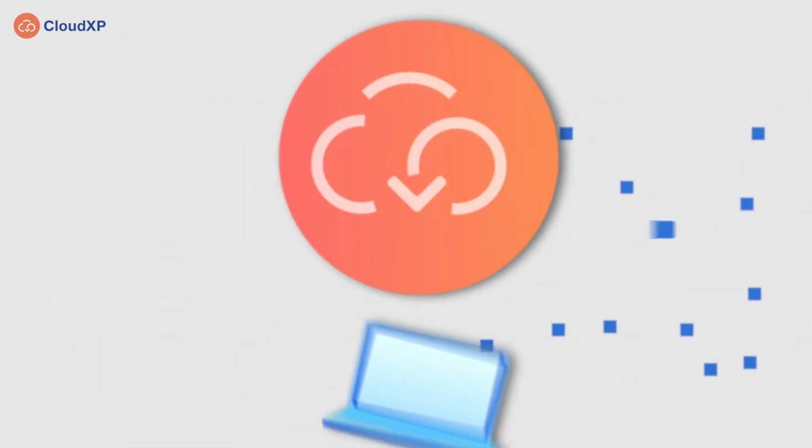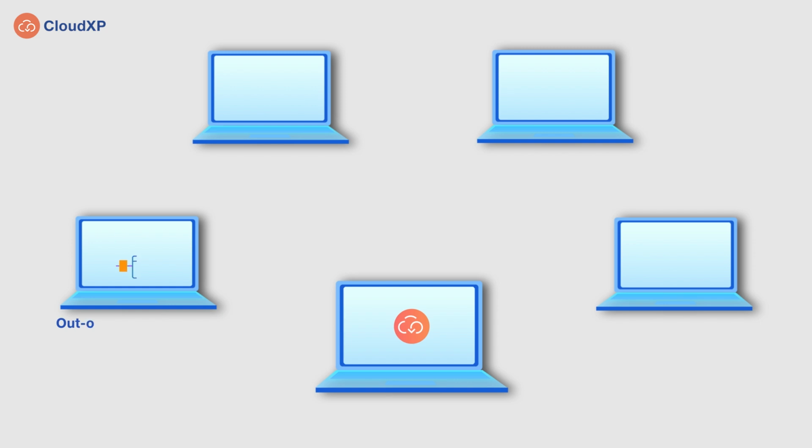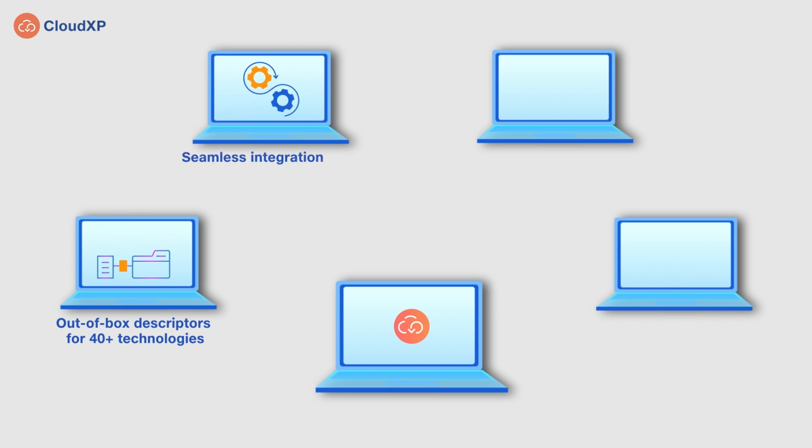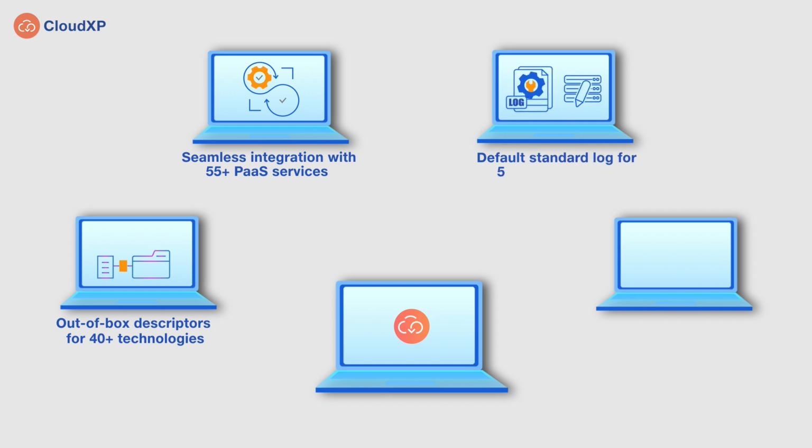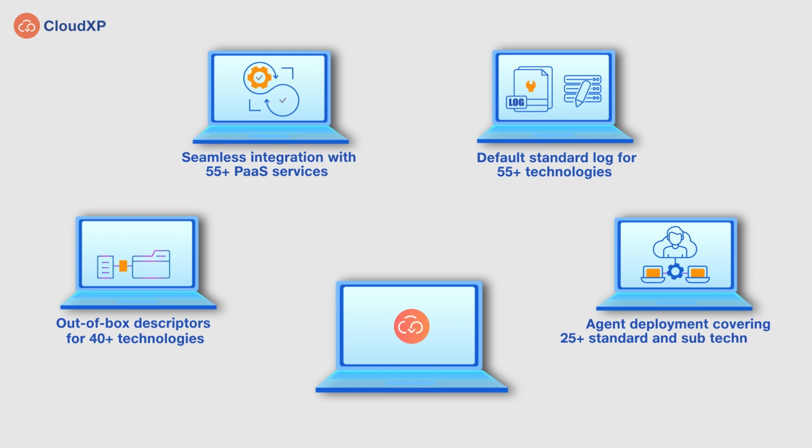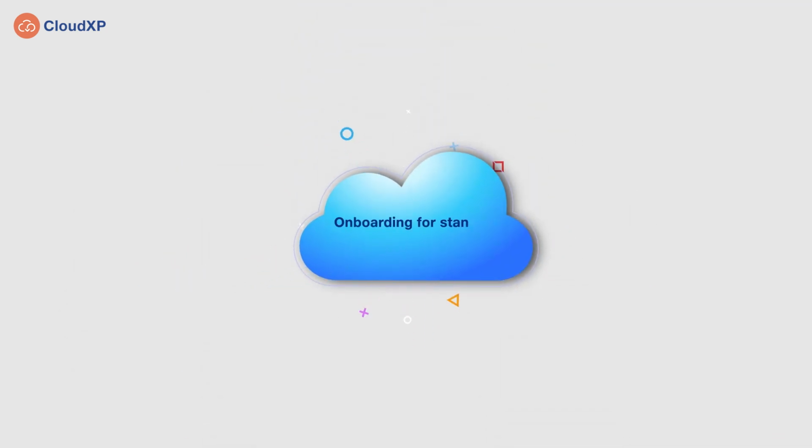cost management. In addition, the module offers over 2,000 out-of-the-box descriptors covering 40-plus technologies across 10-plus categories, seamless integration with 55-plus PaaS services across AWS, Azure, and GCP, as well as third-party tools, default standard logs for 55 technologies, along with ability to onboard application-specific custom logs, on-premise agent deployment capabilities covering 5-plus technologies and 20-plus sub-technologies, deep tracing instrumentation across 7-plus standard technologies, and automatic descriptor onboarding for standard technologies, and the ability to create custom descriptors.